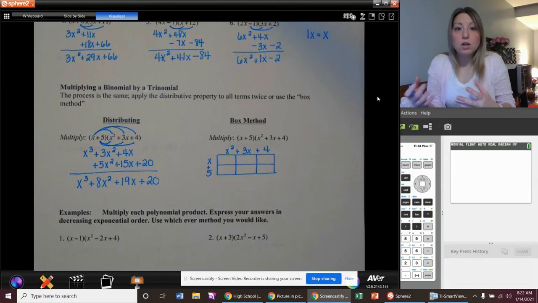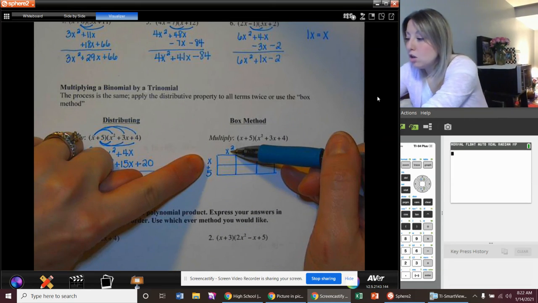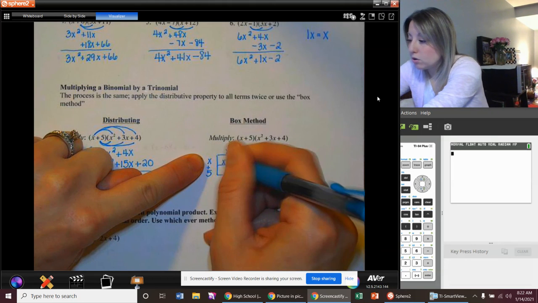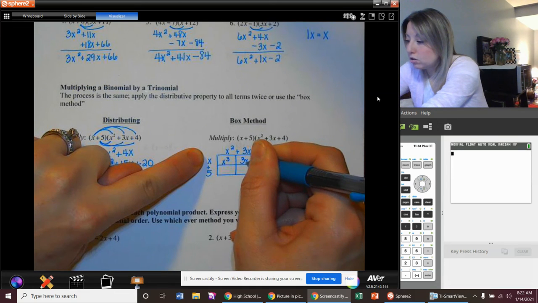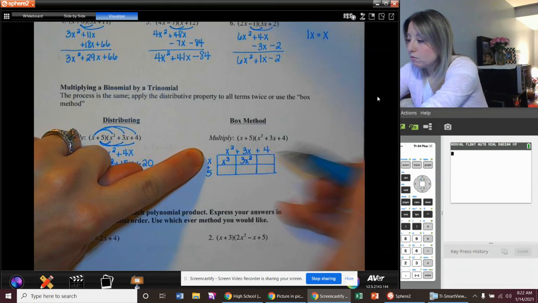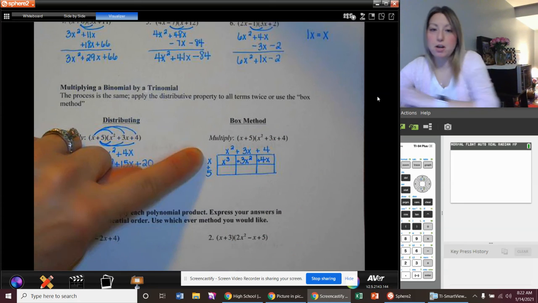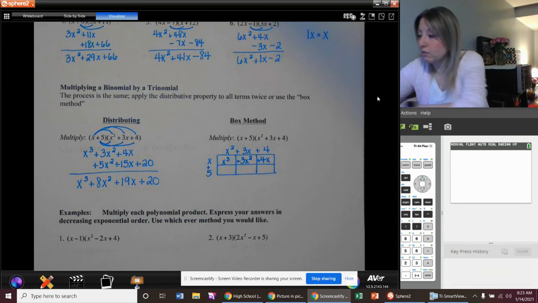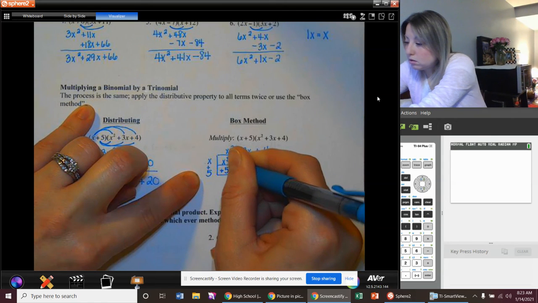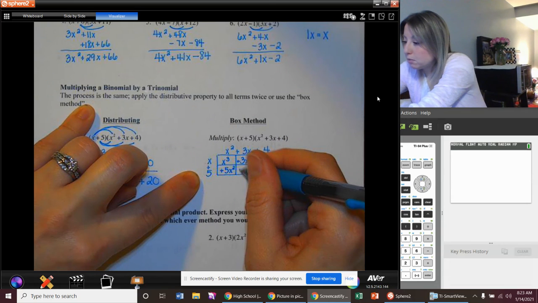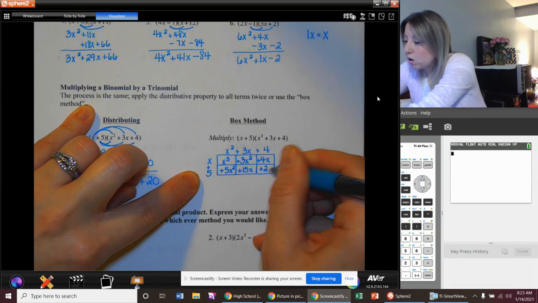What I'm going to do to find the answer for the inside of each box is multiply their sides. So x squared times x is an x cubed that goes right here. X times 3x is a 3x squared, that goes right here. 4 times x is a 4x that goes right here. Let me put my signs, positive and positive. Now I continue doing that, right? So x squared times 5, well, that's a plus 5x squared. And 3x times 5 is a plus 15x. And 4 times 5 is a plus 20.